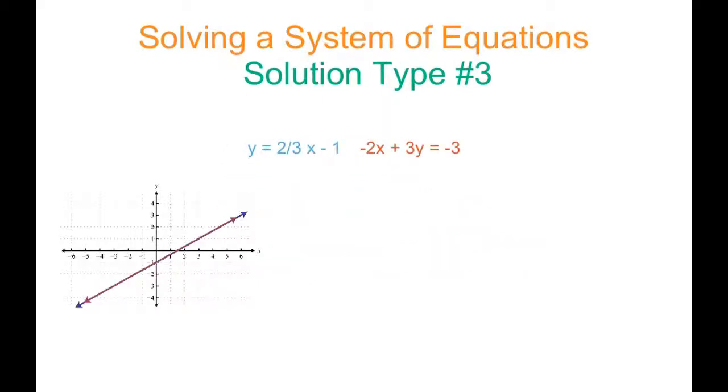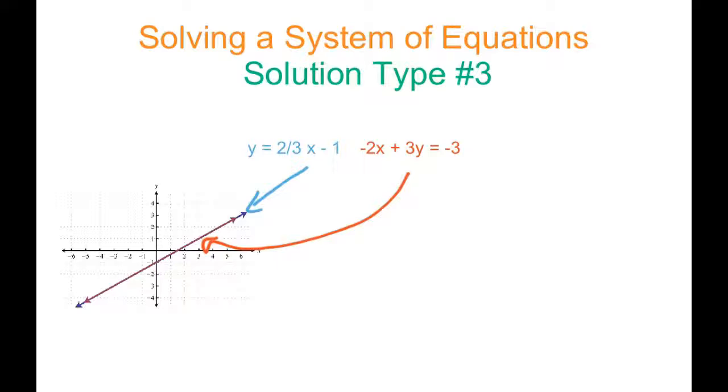And our third solution type. You have to look real close, but we have this blue equation, y equals 2/3 x minus 1, right there. And then we have this red equation, negative 2x plus 3y equals negative 3. And that's actually right on top of it. So it's like two lines on top of each other. And of course what that means is they're really both the same line.